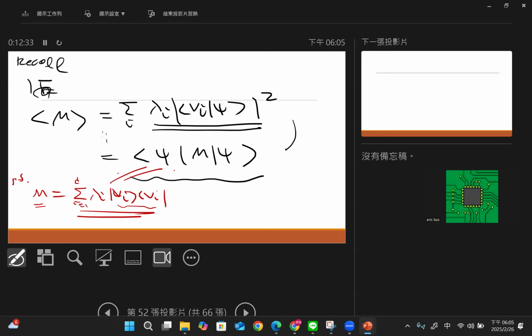So for M psi, you just sandwich both sides, right? This is why bracket notation is powerful: you get the sum over i from 1 to D of the absolute value squared of psi with v_i. So everything is consistent. Okay.